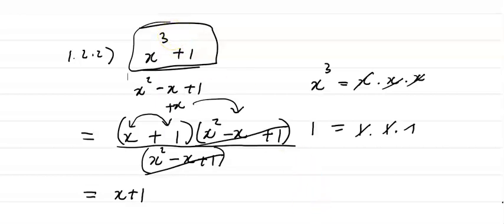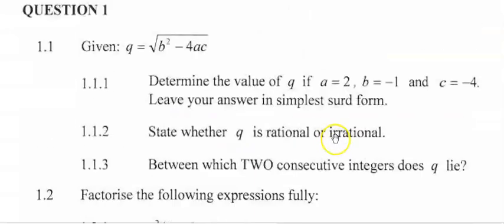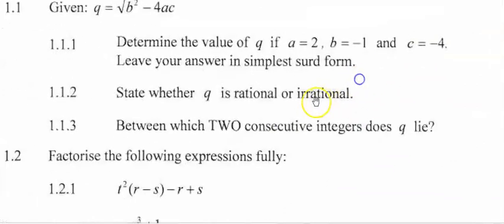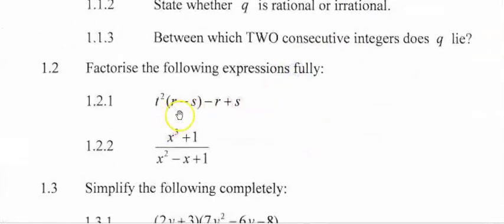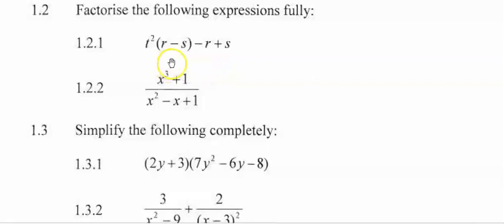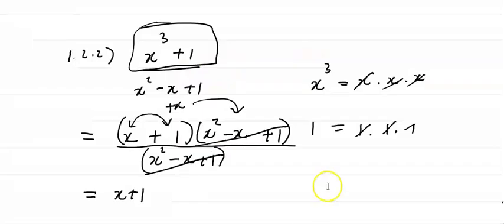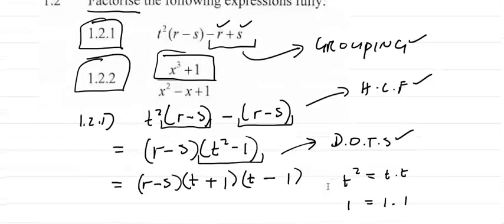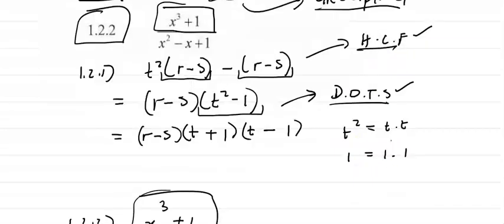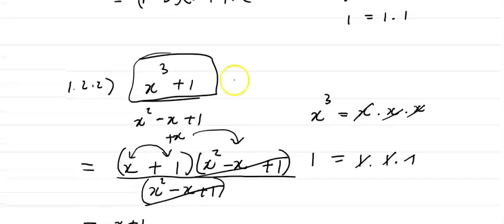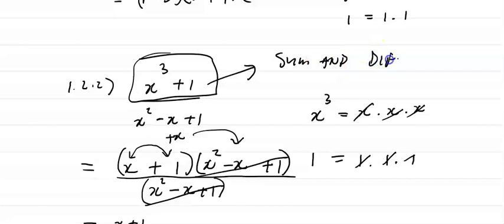So let's quickly recap what we've done. We've looked at the November 2017 paper 1, and we looked at this question here, where we covered grouping, highest common factor, and difference of two squares. And then in the second question, we looked at sum and difference of two cubes, which is this one here.